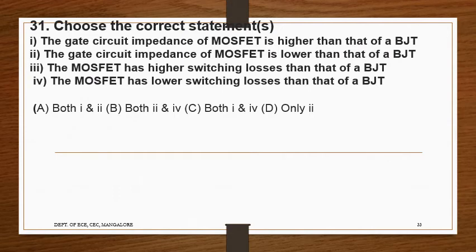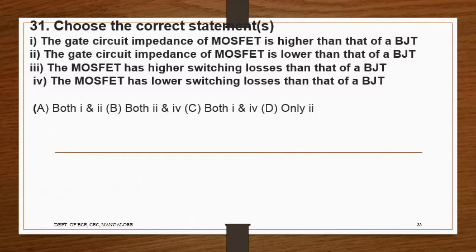Choose the correct statement. 1. The gate circuit impedance of MOSFET is higher than that of BJT. 2. Gate circuit impedance of MOSFET is lower than that of BJT. 3. MOSFET has a higher switching loss than that of BJT. 4. MOSFET has lower switching losses than that of BJT.